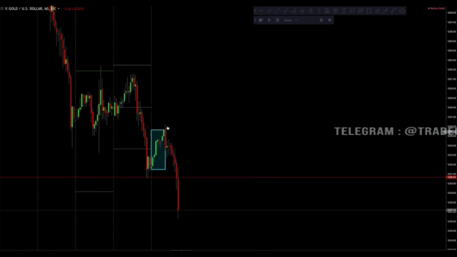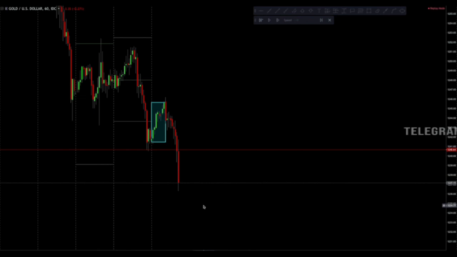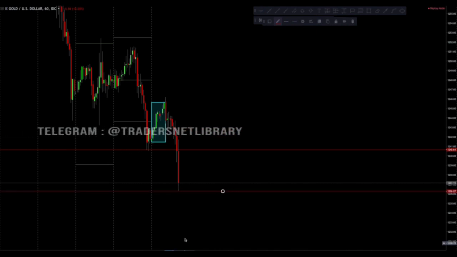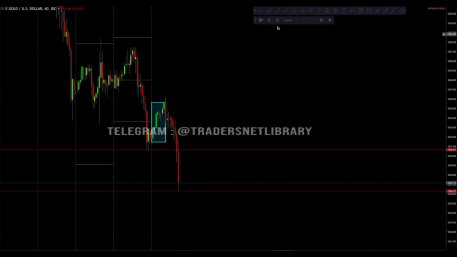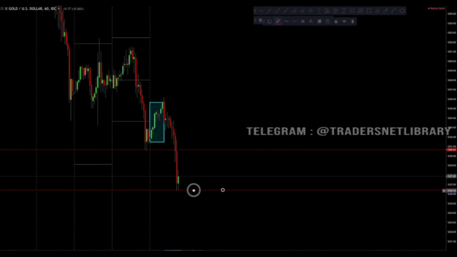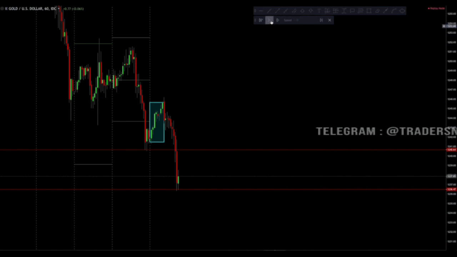Boom. This is an amazing example of manipulation, guys. This is a wick fill right here, and let's start marking up. This is a support level. Let's go forward. Okay, confirmed right here.